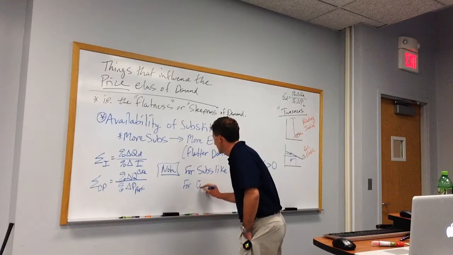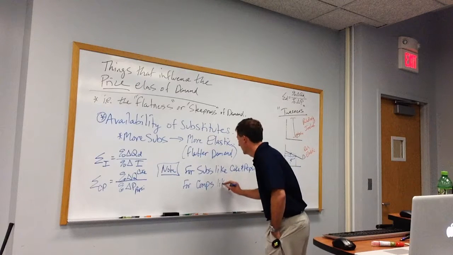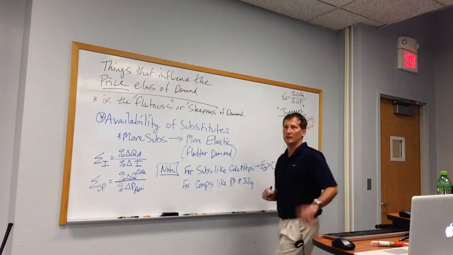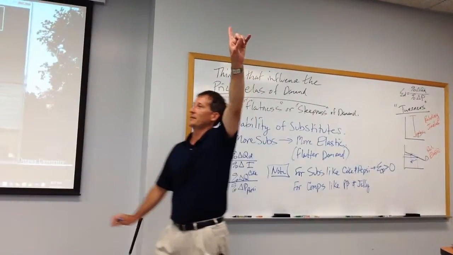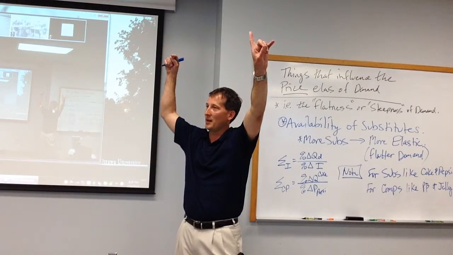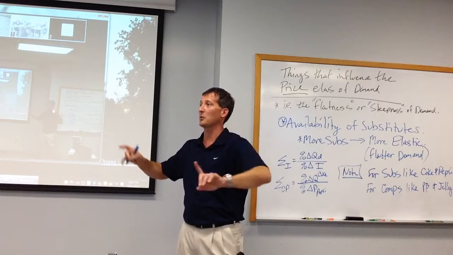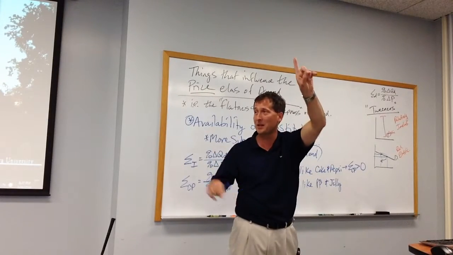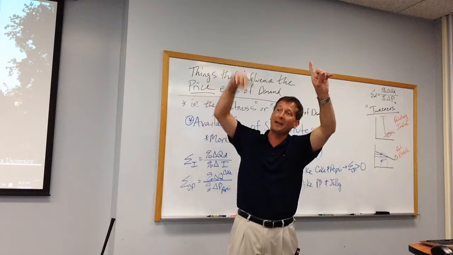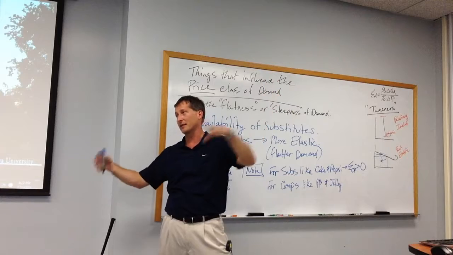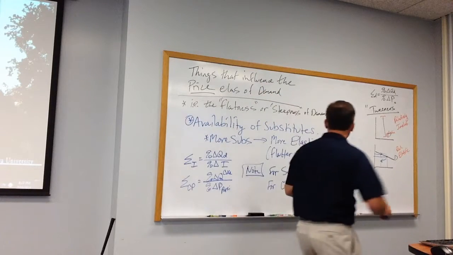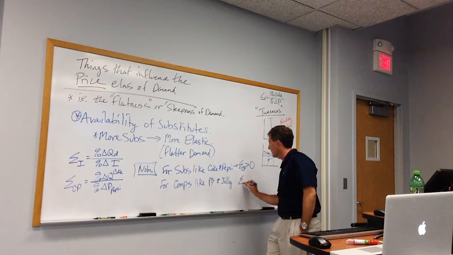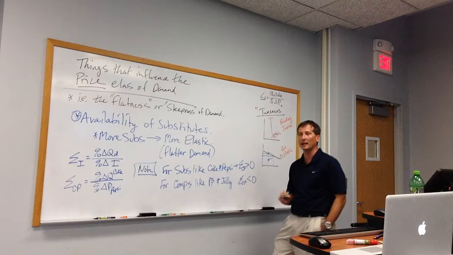For complements, like peanut butter and jelly. Price of peanut butter goes up, jelly demand, quantity demanded, goes down. So peanut butter and jelly sandwich is more expensive now, so I'm going to buy less jelly too. I'm also going to buy less peanut butter, by the way, but I'm going to buy less peanut butter by the law of demand. Peanut butter prices go up, I buy less peanut butter, but now I'm also going to buy less jelly because I want them for my sandwich. Those two goods are complementary goods, they're complements. So for complements like PB and J, the cross price elasticity would be less than 0, negative.